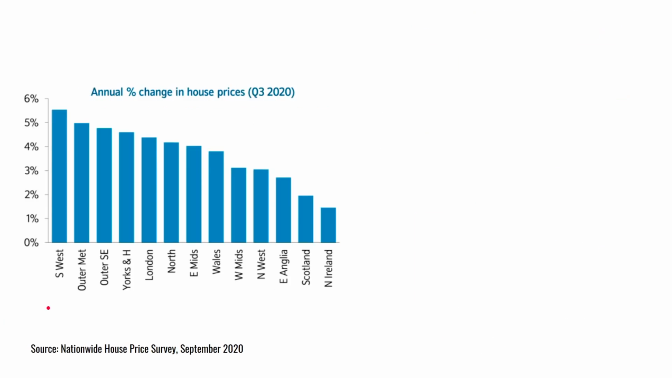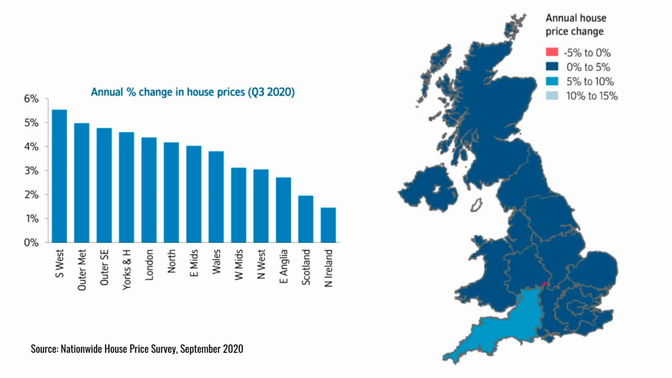If we look at the annual change in house prices, as usual, we can see a huge difference between regions, with the annual change in house prices being greatest in the southwest, at about 5.5% year on year. If we look at the regional house price change on a map, you can see that the southwest is currently where house price growth is greatest.